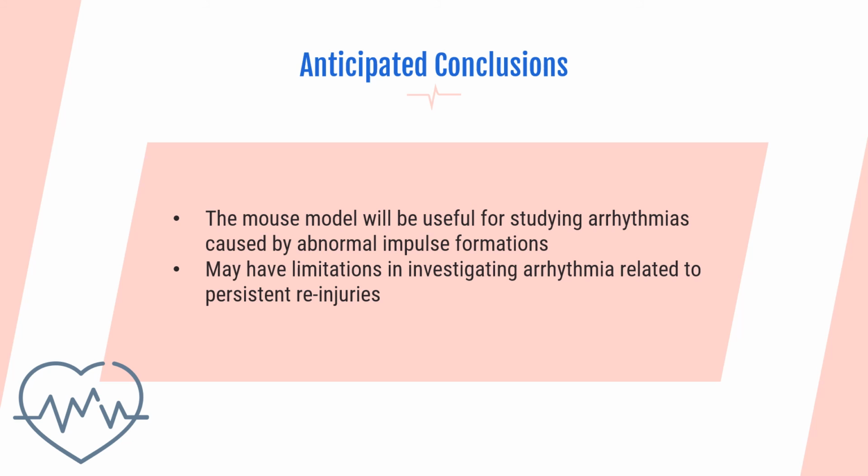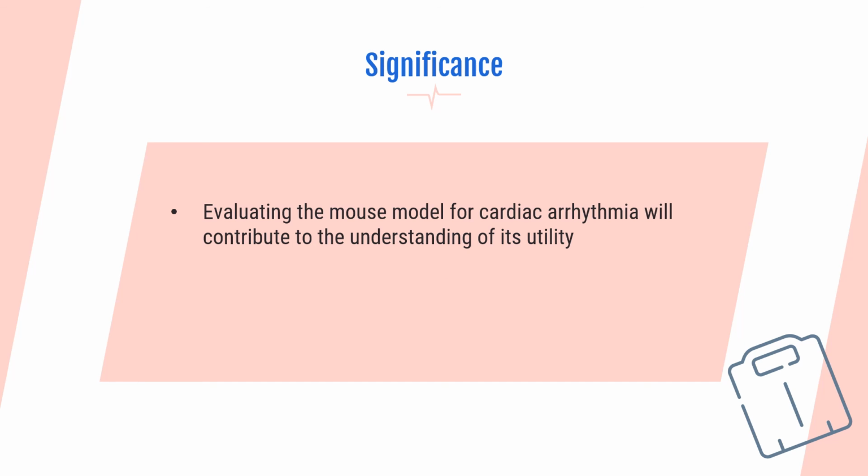It is anticipated that the mouse model will be useful for studying arrhythmias caused by abnormal impulse formations, but may have limitations in investigating arrhythmia related to persistent re-injuries due to a larger wavelength. Hence, the significance of this project is that evaluating the mouse model for cardiac arrhythmia will contribute to the understanding of its utility for studying human disease. Furthermore, it can help to further expand the current physiological knowledge of the mouse model as well as cardiac arrhythmias and contribute to the scientific community.